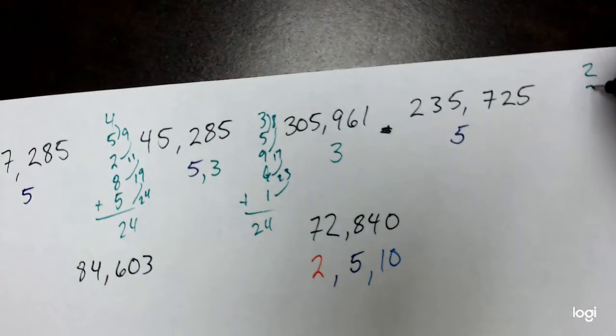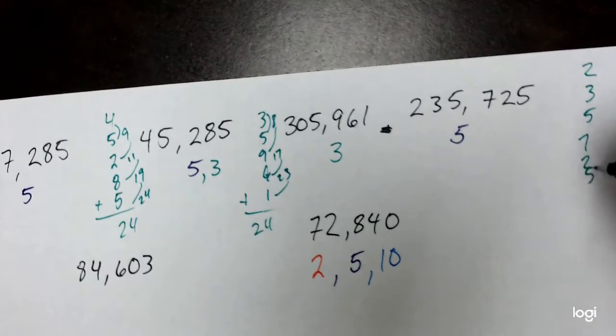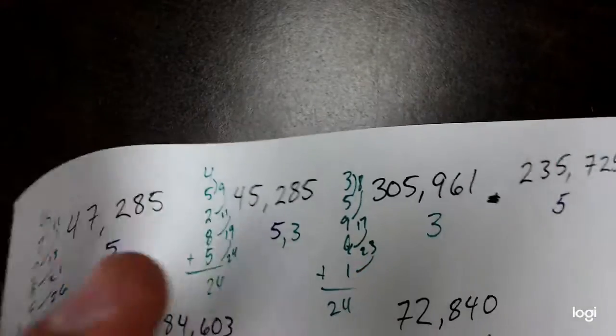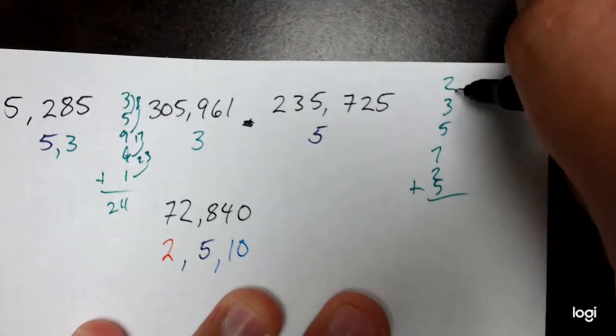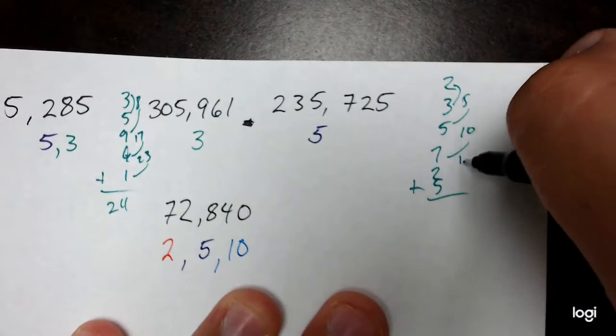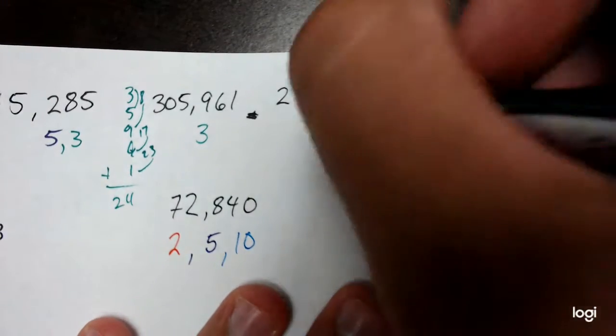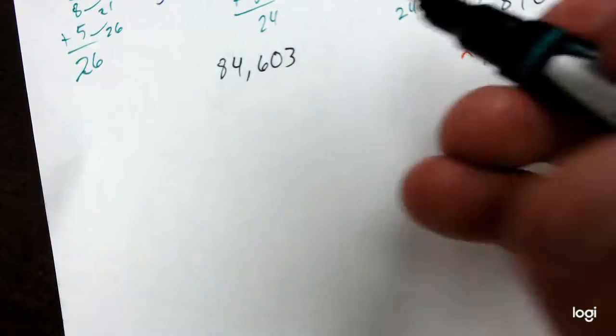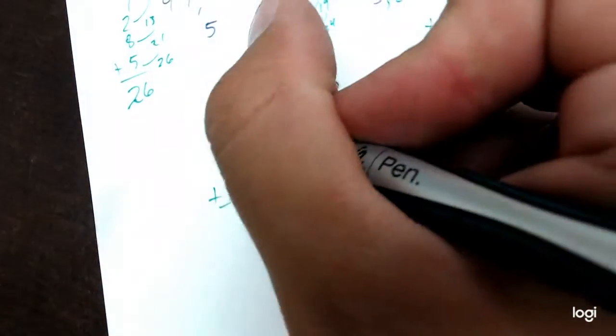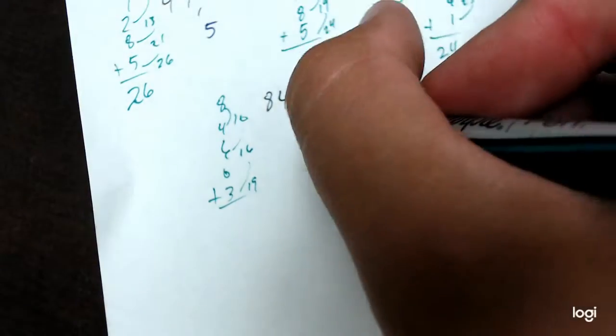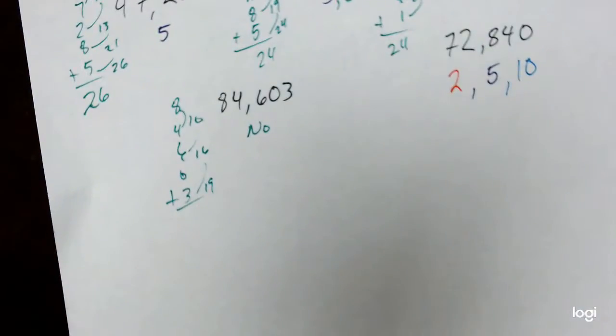And over here we have 2, 3, 5, 7, 2, 5. If we add all of these up, we have 5, 10, 17, 19, 24 again. 24 strikes again. So that one is also divisible by the number 3. Let's see here. This number hasn't gotten anything. Maybe 3 will get it. We have 8, 4, 6, 0, and 3. So 8 and 4 is 10, 16, and then 19. So no numbers divisible there.